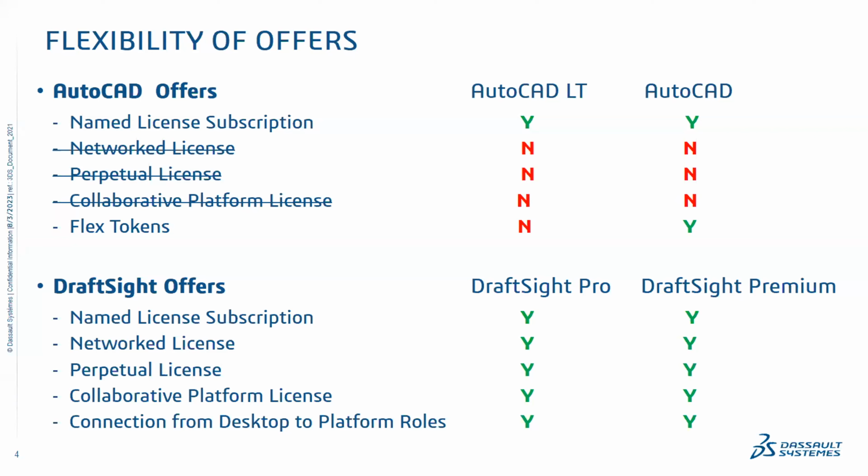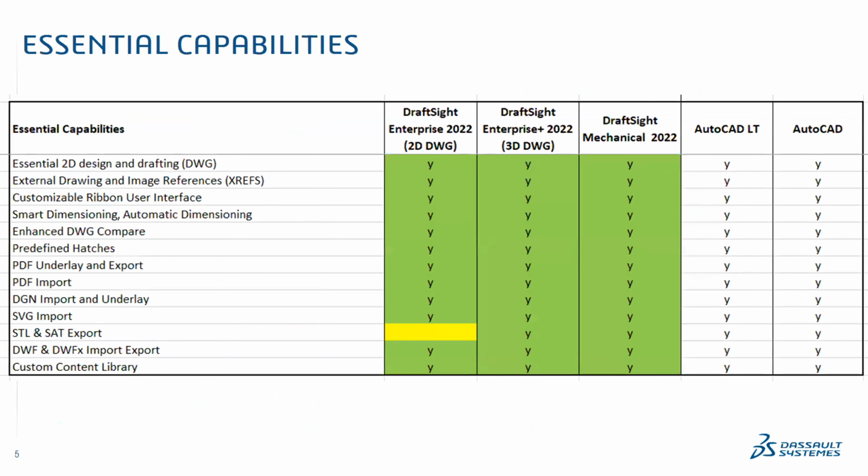First, when we look at offers, what you can buy, you see that choice of licensing is much bigger when you choose DraftSight. So you can buy perpetual license, network license, and you have a collaborative platform. When you go to the features itself, there are several versions of DraftSight and there are several versions of AutoCAD. But you see that based on your needs and based on needs of our other users, it's very easy for them to switch from AutoCAD LT to DraftSight.